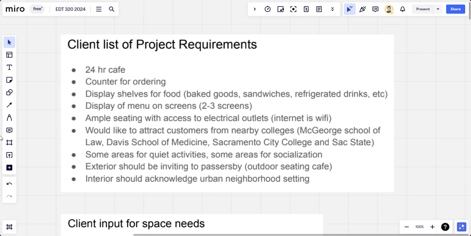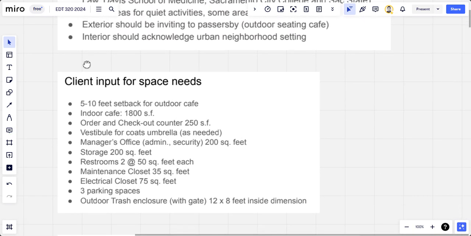Now the client has some demands, I guess. They wanted a 5 to 10 feet setback for an outdoor cafe, so definitely they want an outdoor cafe. The indoor cafe should be 1,800 square feet. The order and check-in counter should be around 250 square feet. There should be a vestibule to hang coats and umbrellas. They didn't specify a square footage on that one.